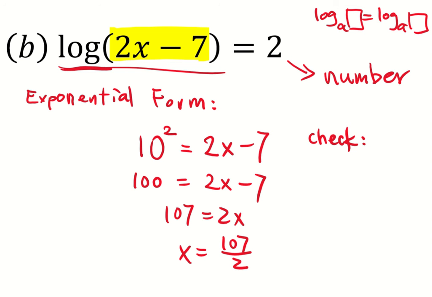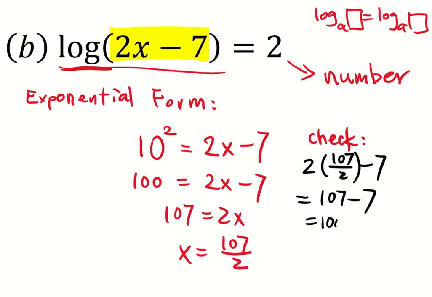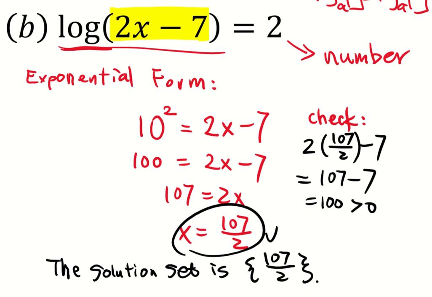Okay, so we'll have 2 times x, which is 107 over 2, minus 7. This is 2x minus 7, which is 107 minus 7. We have 100. It is positive. So we say, yes, this x is a solution. The solution set of this equation has one element in it, which is 107 over 2.